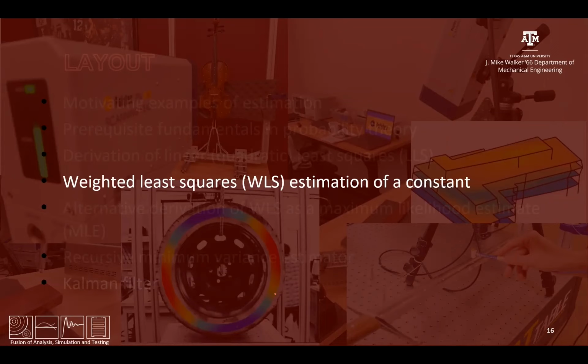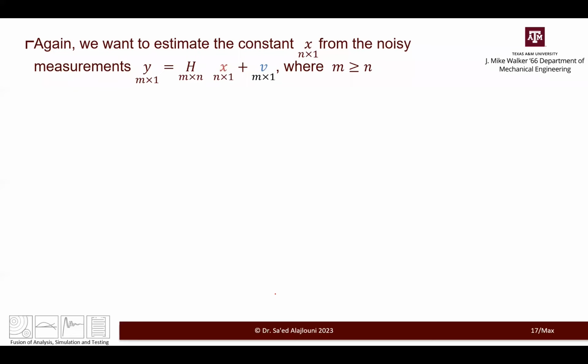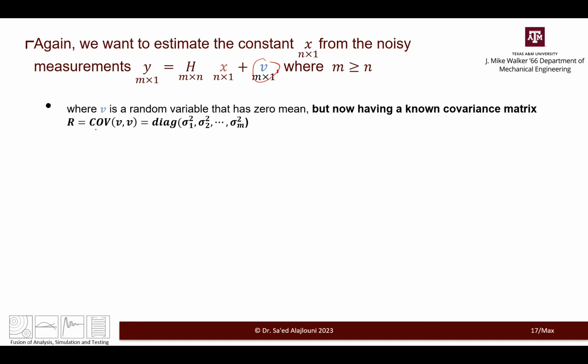So now we covered the least squares. Let's see what a weighted least squares would be. It's going to be similar, the same steps with a slight difference. The only difference here is that not only will we assume that the noise is zero mean, we'll assume that we know its covariance matrix. And we will assume it's a diagonal matrix, like this: sigma 1 squared, sigma 2 squared, and so on. Okay.